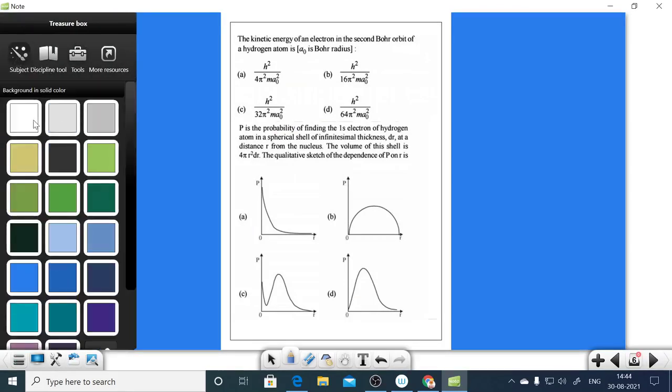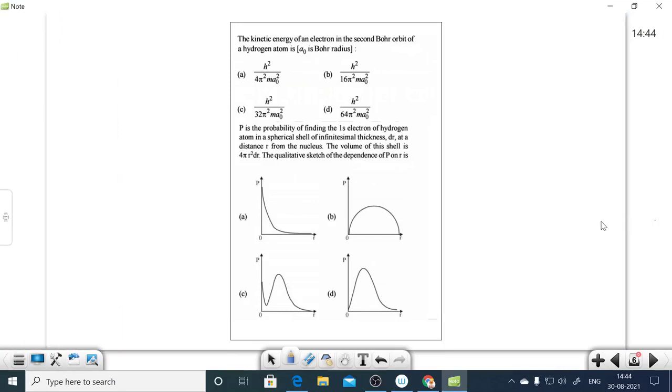Fine guys. Next one is the kinetic energy. Again, we need to change the color first. The kinetic energy of an electron in the second Bohr orbit of a hydrogen atom is, so what is given, n is equal to 2 in this case, and a naught is the Bohr radius. So the radius will be a naught n square by z. Okay, so this is the concept, because we all know that 0.529 n square by z angstrom is the formula to calculate the radius.